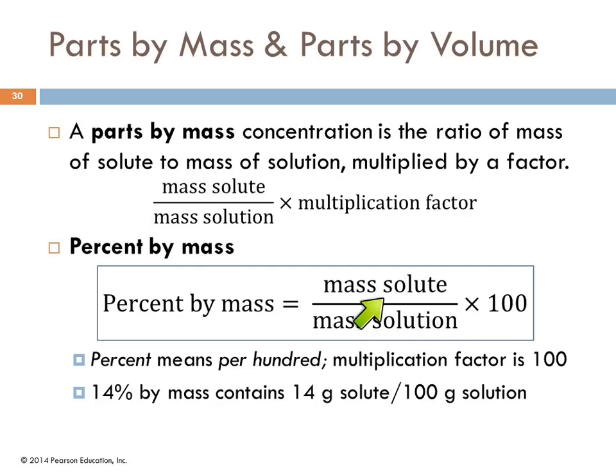So it's the ratio mass of solute to mass of solution. Because what is percent? It's the part over the whole, right? So the part, the solute, divided by the whole thing times 100. Percent means per 100. This is also very useful as a conversion factor. 14% means 14 grams of solute per 100 grams of solution.